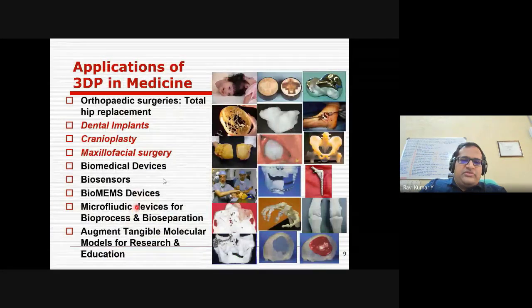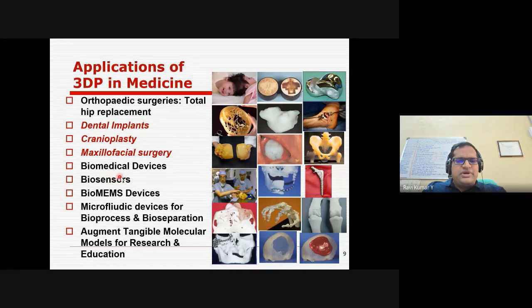So you may have several applications of 3D printing in medicine, right from orthopedic applications onward. Through my 6 case studies, I'm going to cover 3 areas: dental implantation, cranioplasty surgeries, and maxillofacial surgeries. These are the case studies I'm going to discuss with our personal experience in these 3 areas with 3D printing.